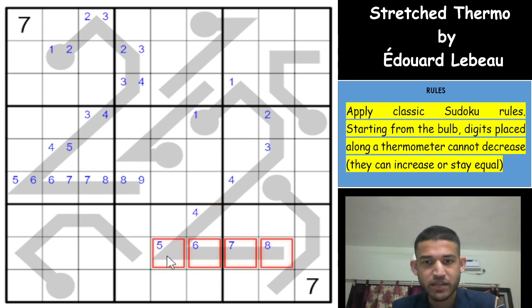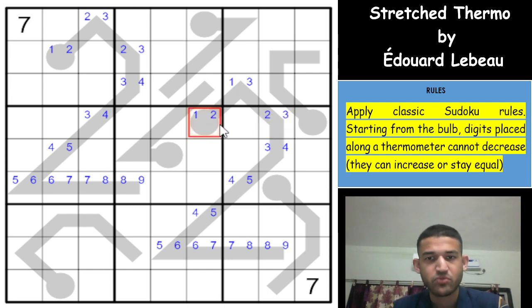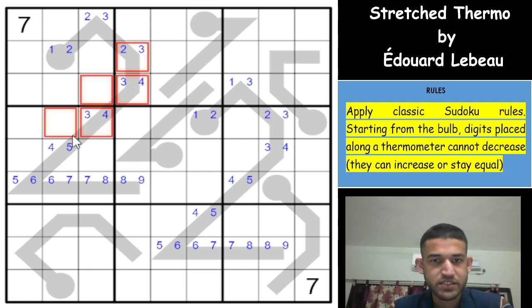And now let's do the same thing from the opposite direction, as that would give the range of the digits. 8, 7, 6, 5, and 5 can repeat here. So this is 5, 4, 3, and 3 can again repeat here. So this is 3. Now you can have 3 here, but that would clash with the maximum value here. So this can be maximum 2, right? So we have written all the values inside the thermometer.